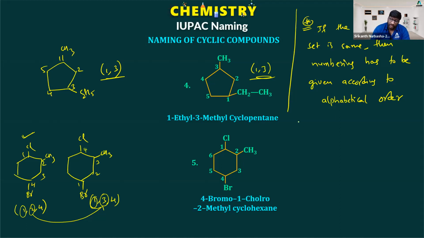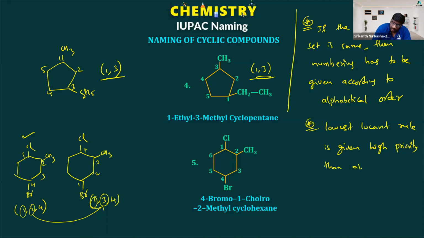Lowest locant rule is given the highest priority when compared to alphabetical order. Lowest locant rule is given higher priority than alphabetical order. So this is the correct order of numbering, and that is how you can name this.